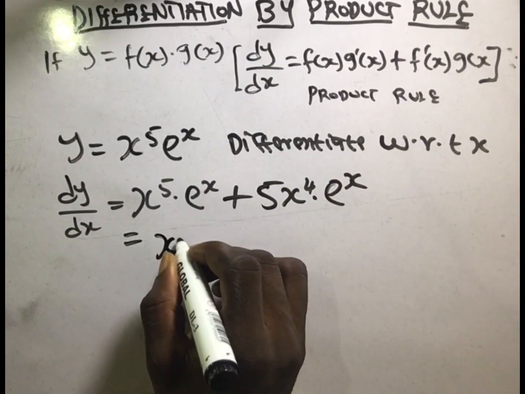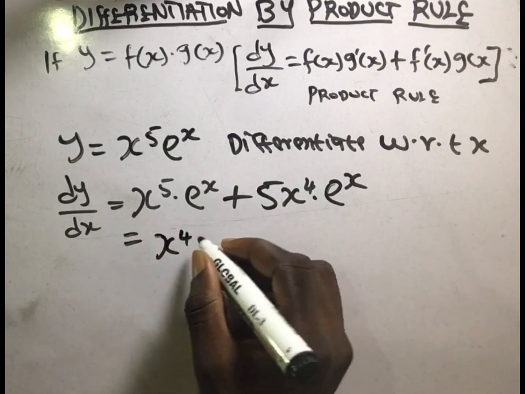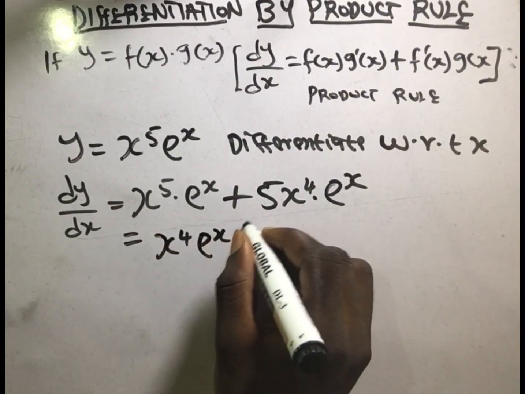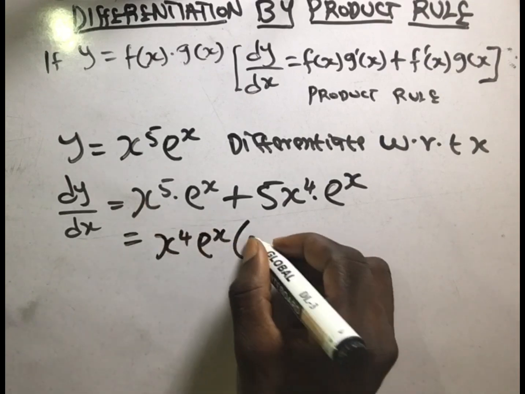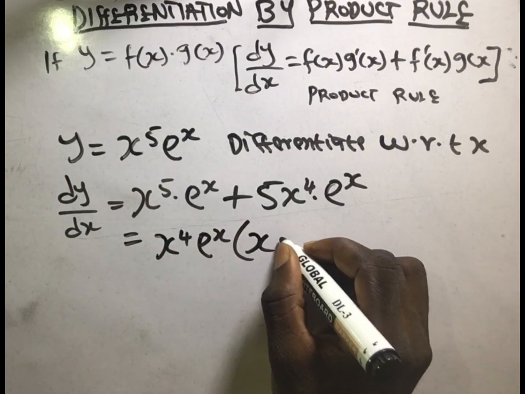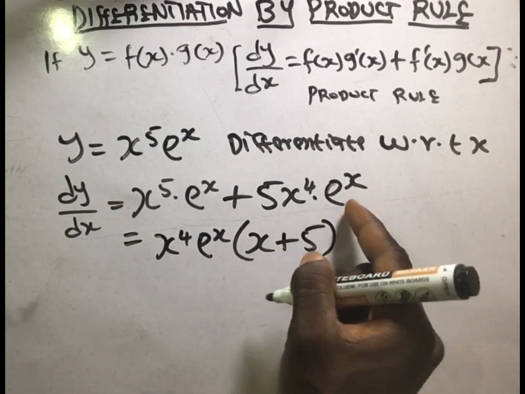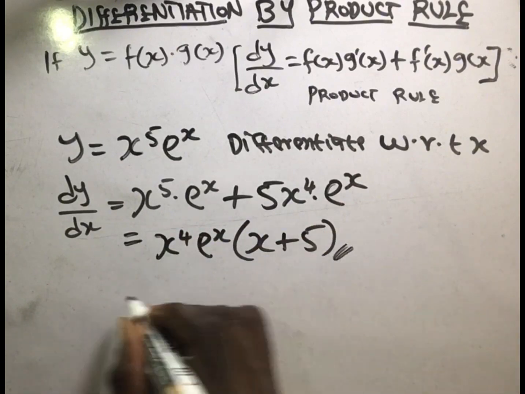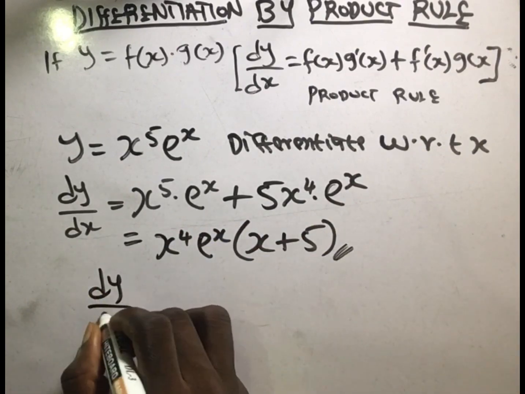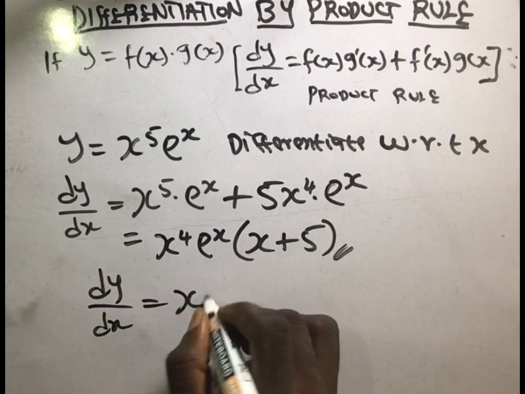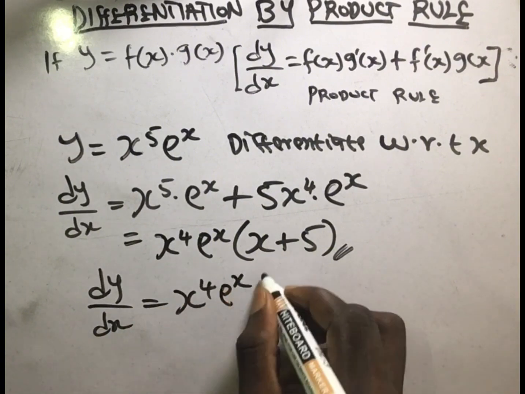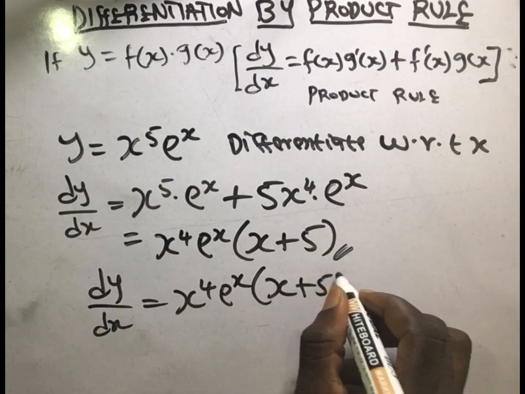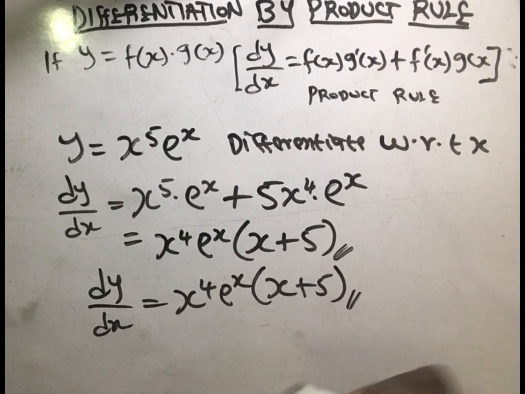So here we have x to the power of 4 and exponential x, open bracket, and x will be left if we factorize this, plus what? 5. This is actually out, so this is going to be our answer, right? x to the power of 4 exponential x (x plus 5). You can see how simple this actually is, right?